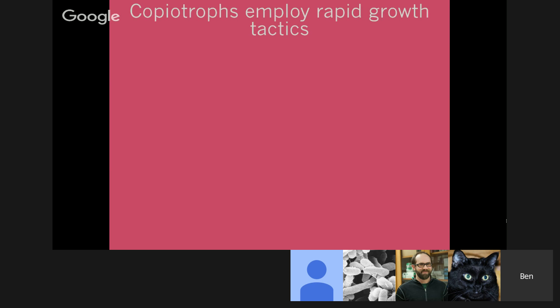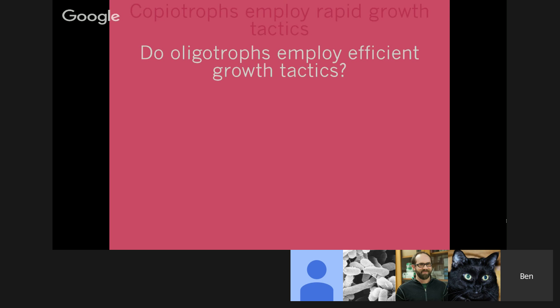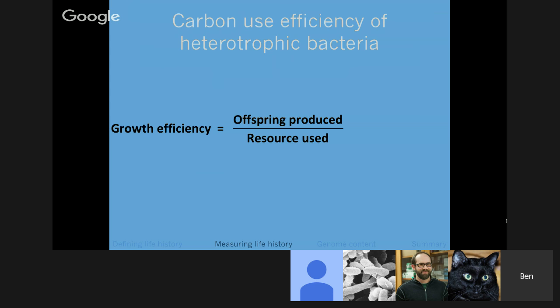So ultimately, with this data, I've shown that copiotrophs employ rapid growth tactics, and now I wanted to move on to ask, do oligotrophs tend to employ efficient growth tactics? So here, I'm defining growth efficiency for heterotrophic bacteria as their carbon use efficiency, or the number of offspring that they can produce per unit of resource consumed, which is really equivalent to the amount of carbon that ends up in the biomass they're growing, relative to the total amount of carbon that these organisms are utilizing.